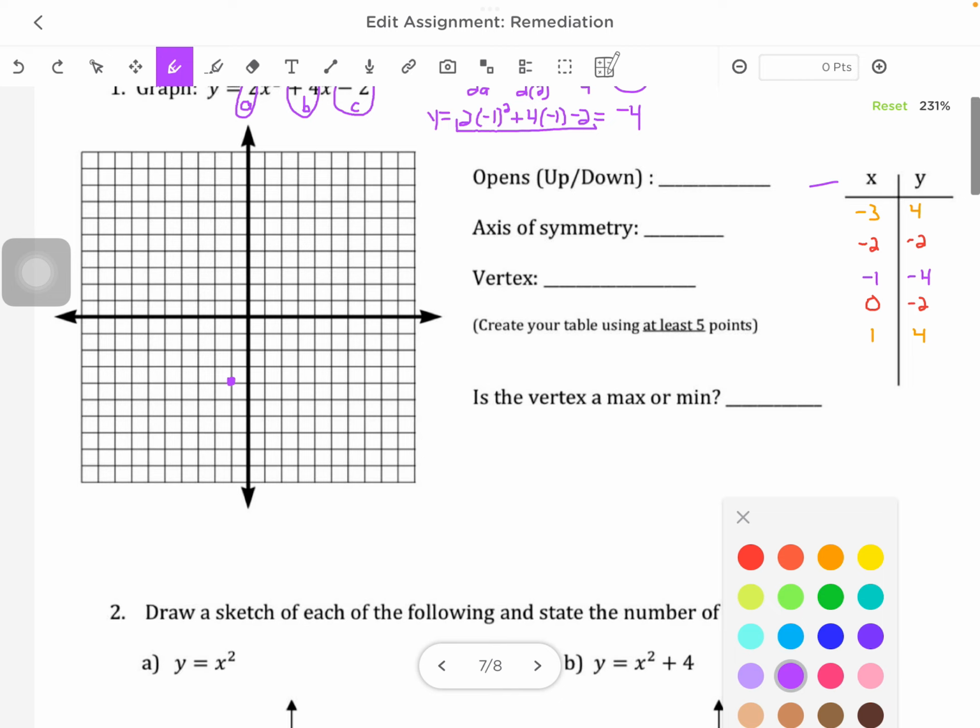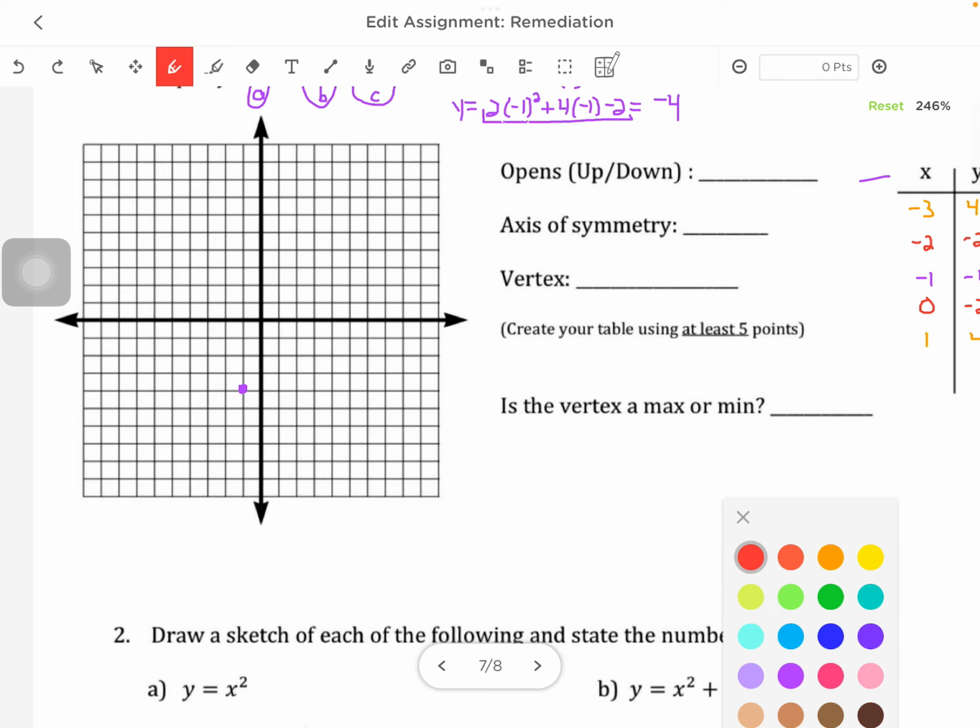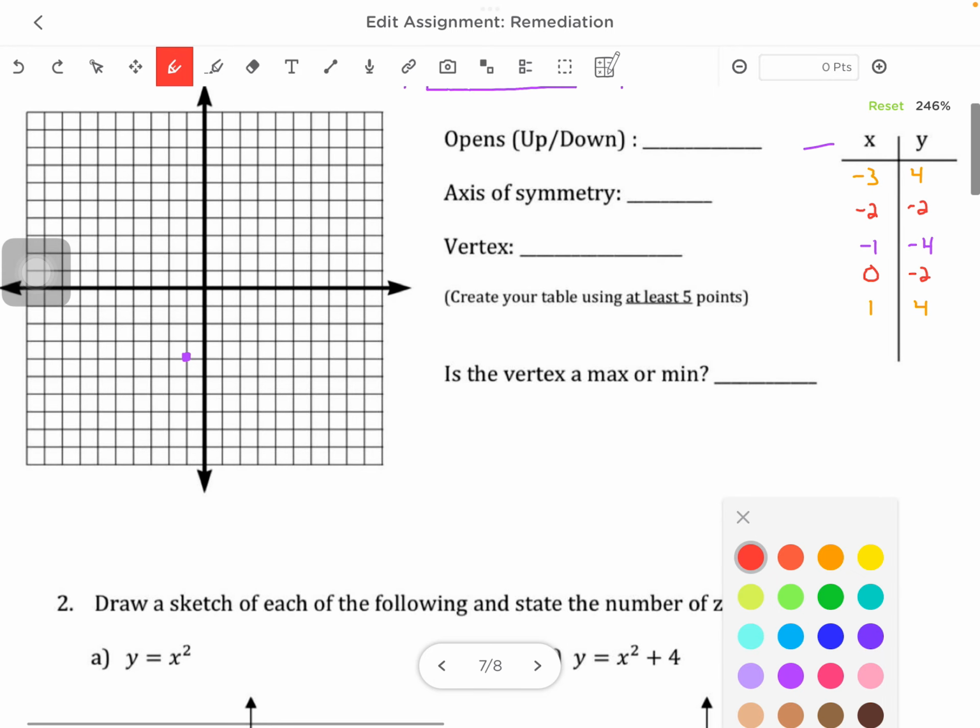At any point, if I'm going too fast, feel free to pause the video and replay things as many times as you need until you're able to get what you need. Okay, now I'm going to do my red points, -2, -2, and 0, -2. And I'm going to do my orange points. So -3, +4. That's left 3 and up 4.